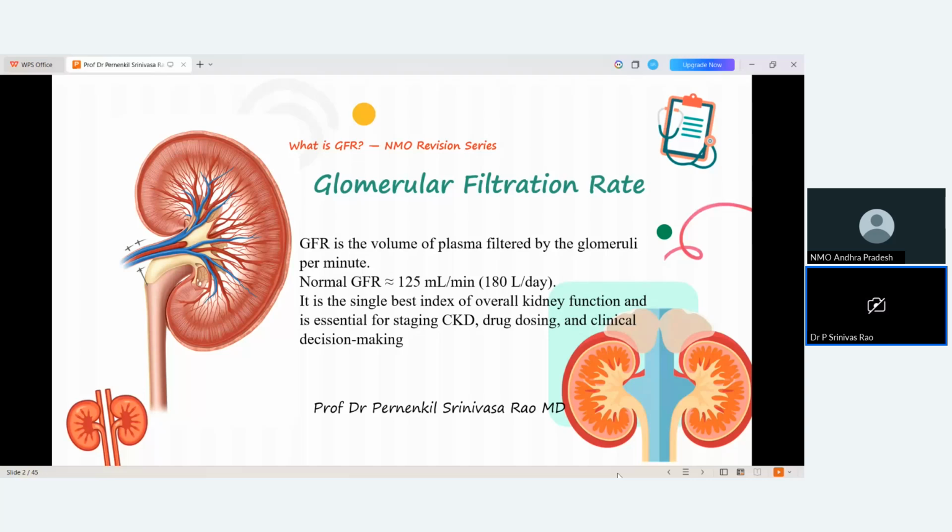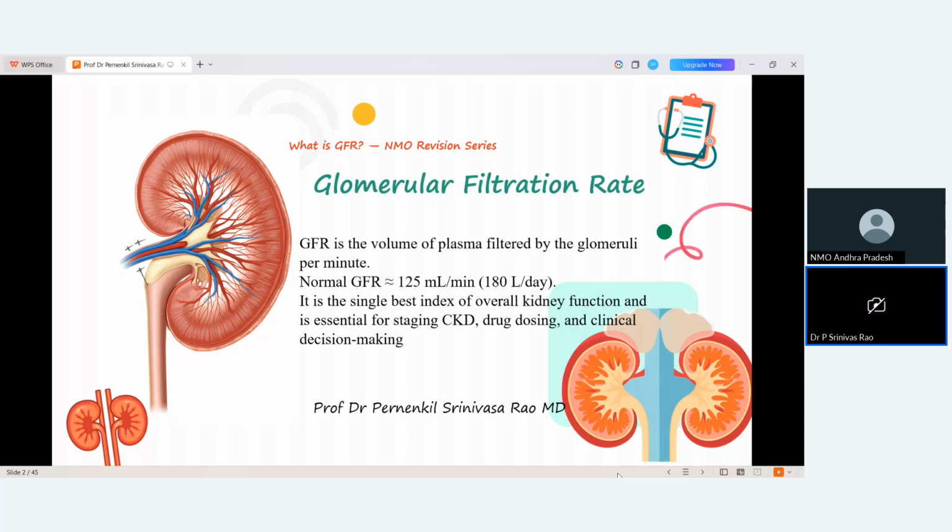Now you'll be having a doubt. What is this? 180 liters per day is getting filtered. Why are we not urinating so much? So most of the filtered substance is reabsorbed. That's why we only have a small amount of urine which is coming out. But remember, the rate of filtration is 125 ml per minute, and it is the single best index of overall kidney function.